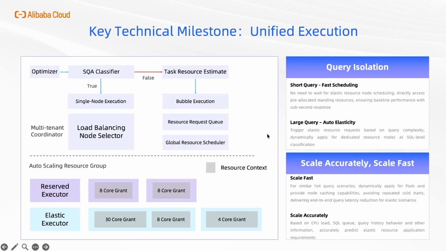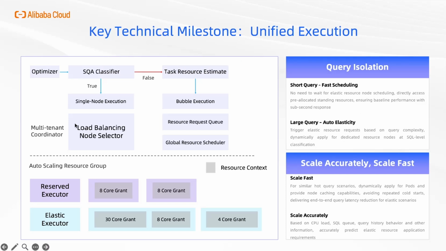Within the auto-scaling resource groups, we employ a unified bubble execution mode along with Smart Query Acceleration (SQA) technology to handle mixed interactive and batch query scenarios efficiently. When queries are submitted, the optimizer generates execution plans, estimating resource requirements. A binary classifier then determines whether each query has a low resource footprint, allowing these queries to be scheduled on single nodes. This single node scheduler is equipped with load balancing capabilities, ensuring optimal distribution of workloads.